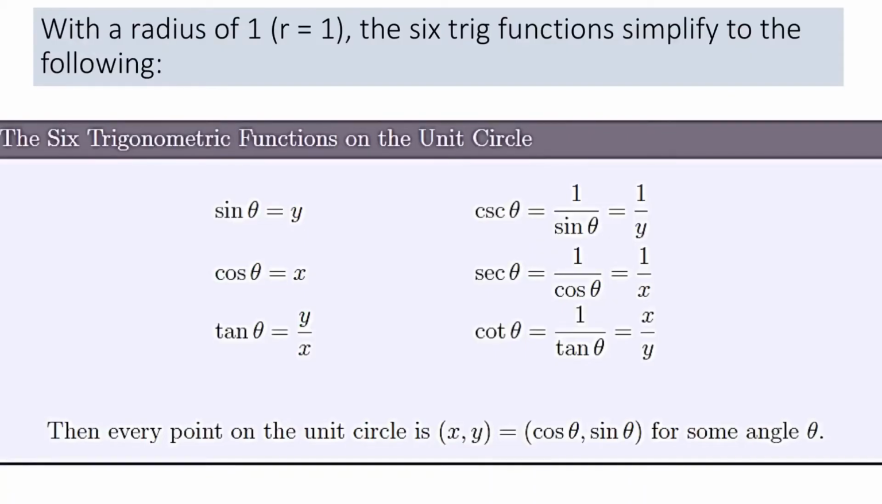So looking at this slide here, when your radius is equal to 1, the 6 trig functions simplify to the following. So the r is taken out of any of these equations. So the sine of theta is y, the cosine of theta is x, the tan is y over x, and then these would be your reciprocal functions. So every point on the unit circle is an x, y coordinate pair, which is represented by the cosine of theta, comma, the sine of theta, for any angle theta on the unit circle.